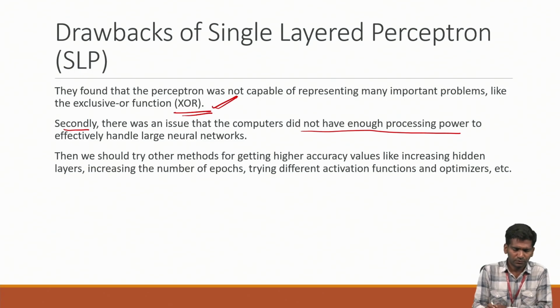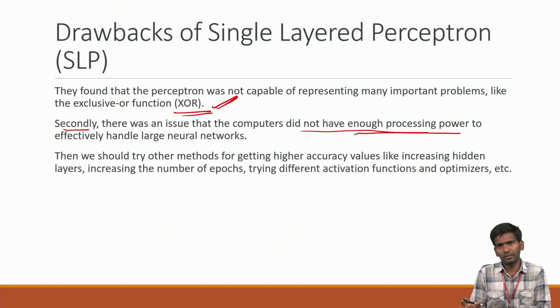If you have only inputs and outputs, then it is called an SLP, with two layers. In between we have bias and activation functions also, but on the whole we say there are only two layers, the input layer and the output layer. This is not enough, because it is not able to perform the XOR function, and it is not able to handle large, huge data.